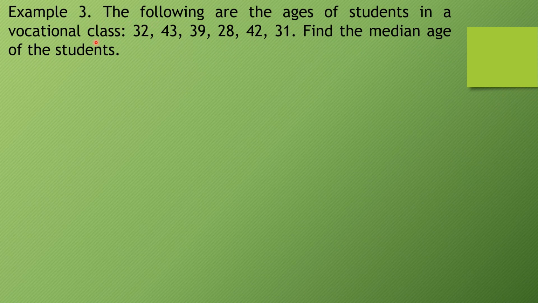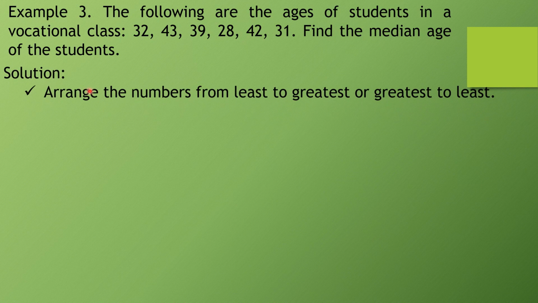Now, let's have example number 3. The following are the ages of students in a vocational class: 32, 43, 39, 28, 42, and 31. Find the median age of the students. Now, for our solution, we need to arrange again. Dili jud kalimtan, basta si median natong pangitaon, dili kalimtan og arrange from increasing or decreasing order. Now, i-arrange na to siya diari in increasing order. Start from 28, 31, 32, 39, 42, and 43. So, we have 6 data values.